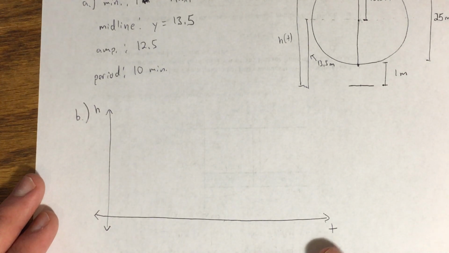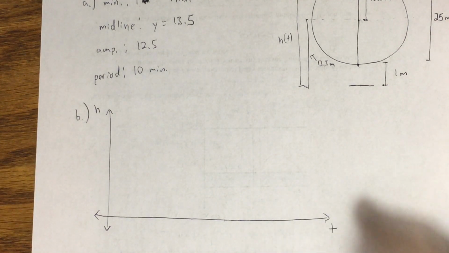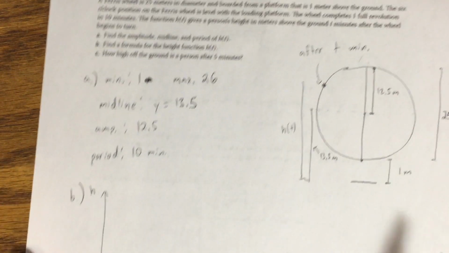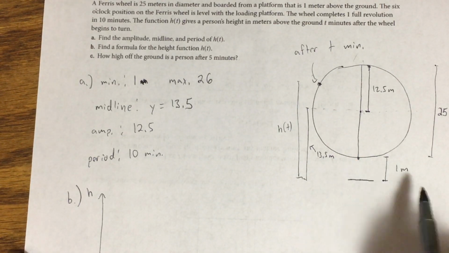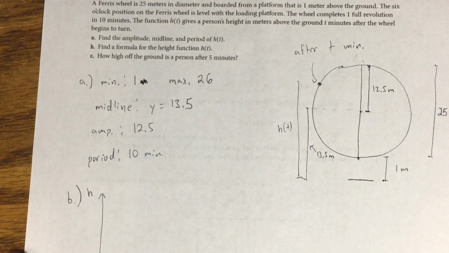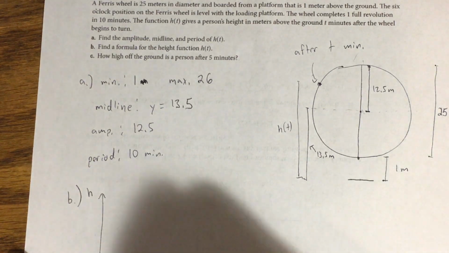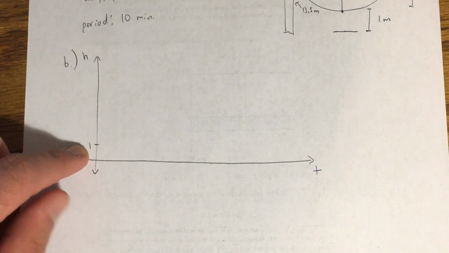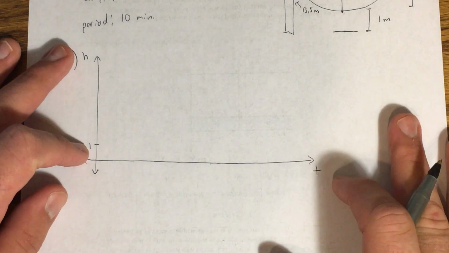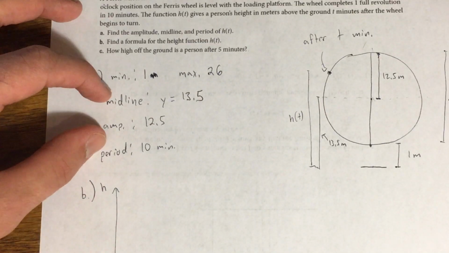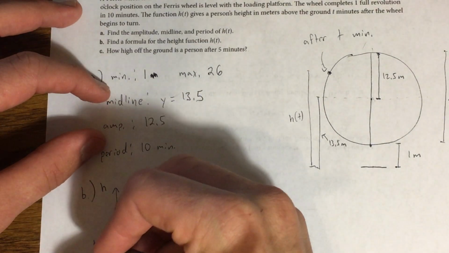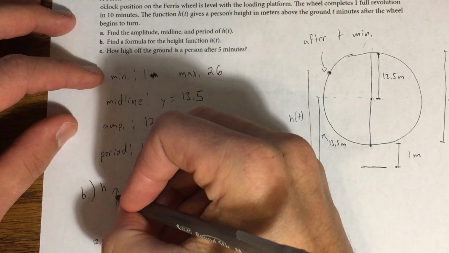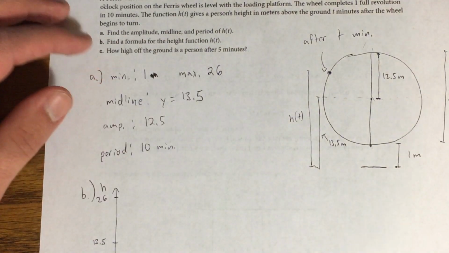When time is equal to 0, where do we expect the height of our rider to be? Remember, he boards from the bottom. So at time 0, our rider is only 1 meter above the ground. Remember, that's that minimum value. So I should have a 1 here. Then we know the midline of this graph should be 13.5, so I can put that here. And the maximum height is 26 meters.